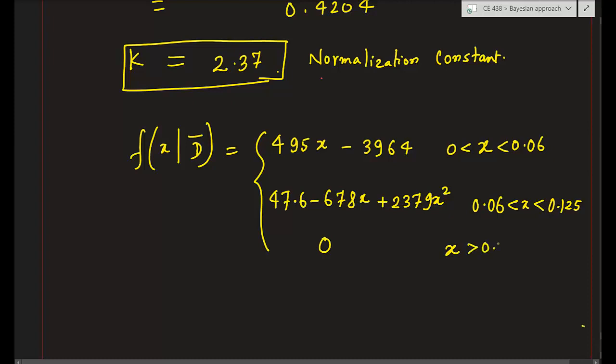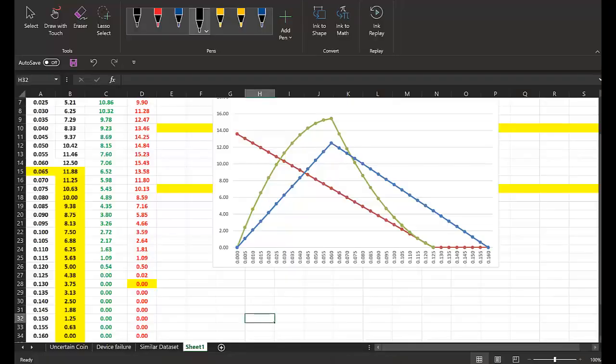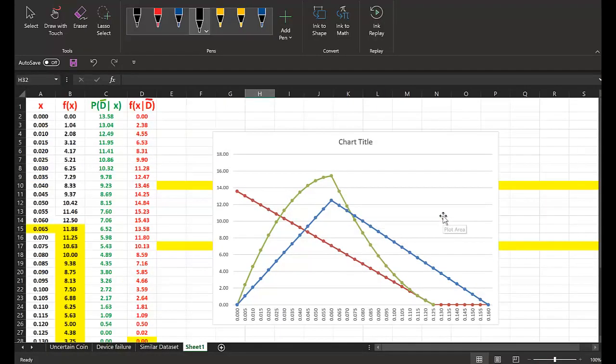Now we can plot this prior distribution, posterior distribution, and the likelihood function. So we'll use an Excel sheet to perform this graph, and we'll see how this looks. There is a term of x squared that is missing, so let us plot in the x squared. Let us plot it in the Excel sheet.